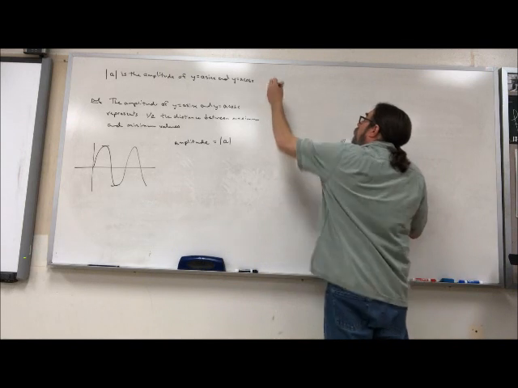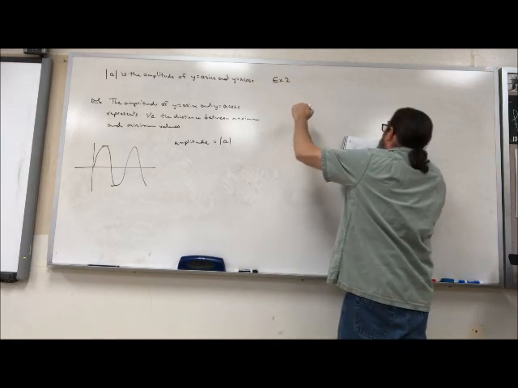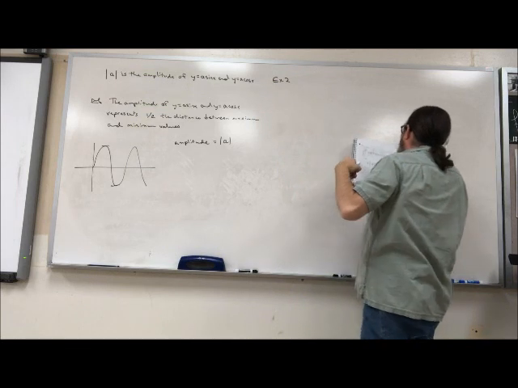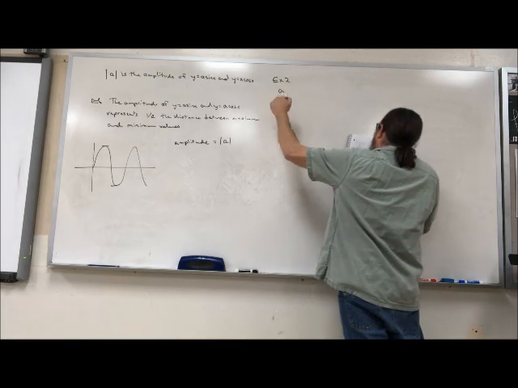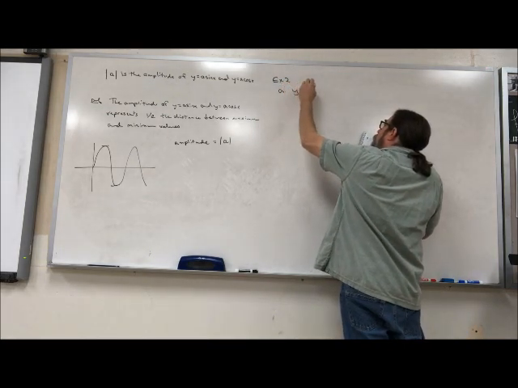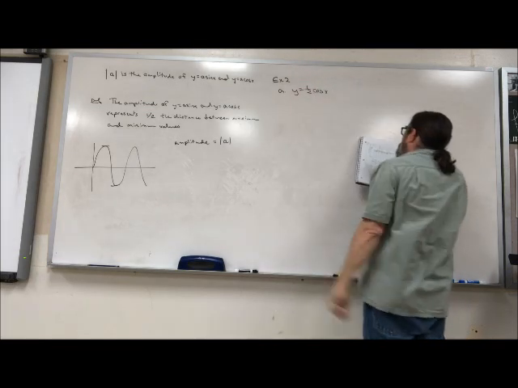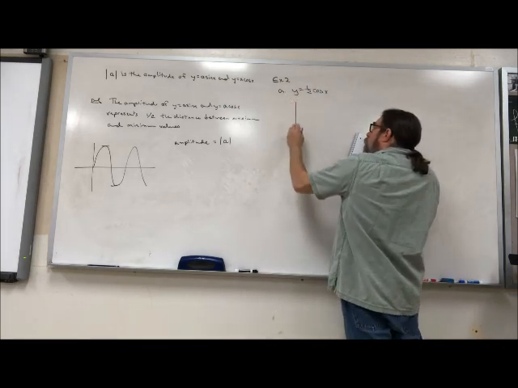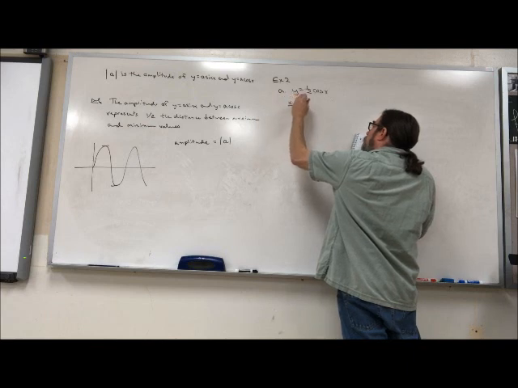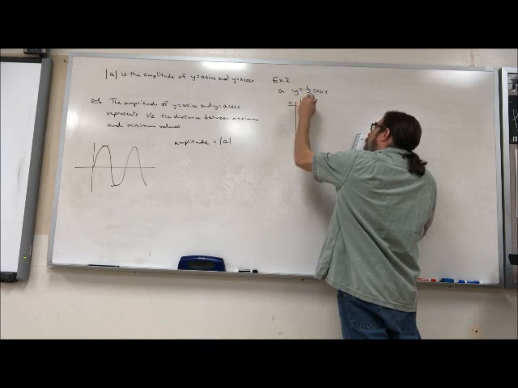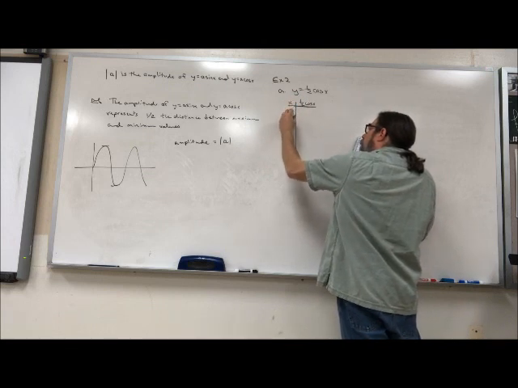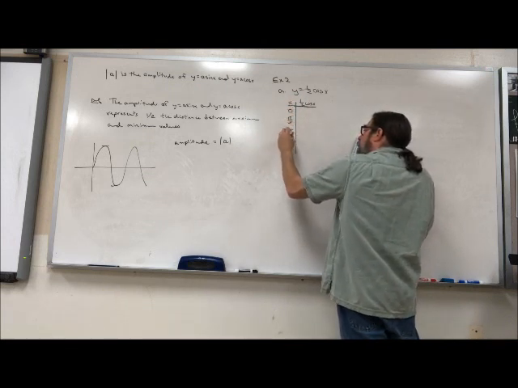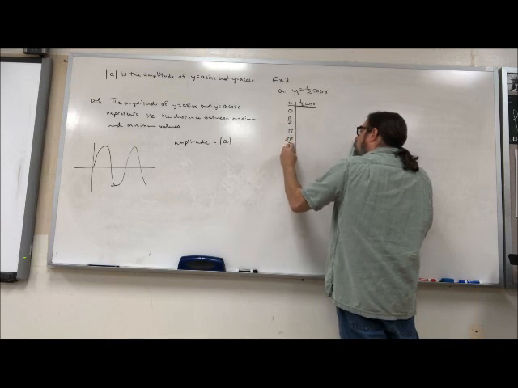Example 2. I'm going to graph 2 functions on the same graph so you can see how they're different. For a, our function is going to be y equals 1/2 cosine x. We can still start with our key points. So you've got x, and you've got 1/2 cosine x. You can always work this way. So you've got 0, pi over 2, same key points, pi, 3 pi over 2, 2 pi.